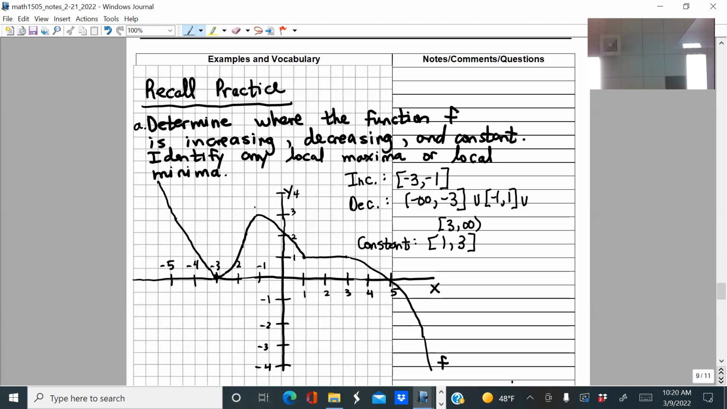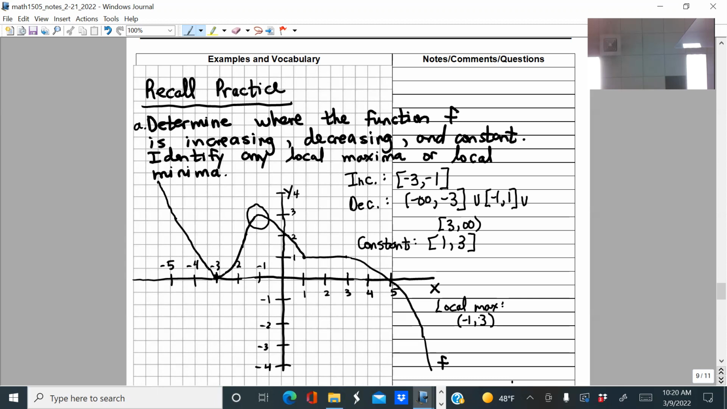Right, yeah, right there. So we have one at x equals -1, and I think that's supposed to be y equals 3 as the y coordinate. So we can estimate that. So we have a local max there. You can either write the coordinates of the point as the local maximum, but technically the local maximum is really the y coordinate there, which is 3.